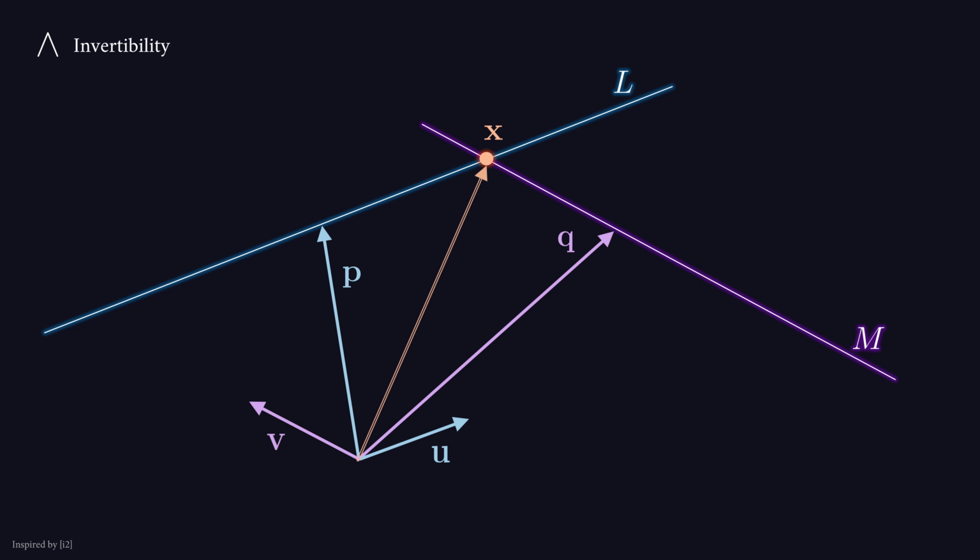Now what we want to find is this vector, this orange vector X, that gets us to the intersection point. Think of this vector X as a composition of two vectors: one vector in the direction of U and the other one in the direction of V. And then this vector X would just be a linear combination of those.